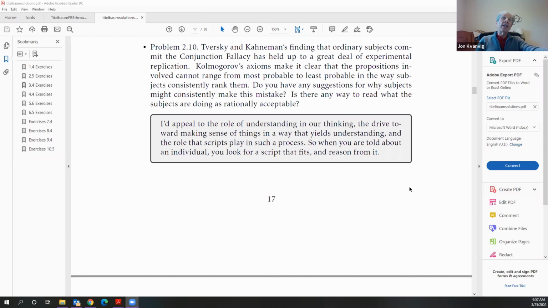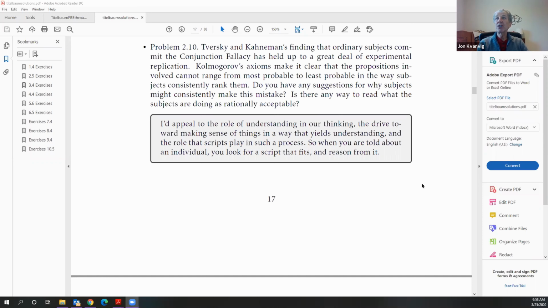Now, the conjunction fallacy is where in certain cases people hear a brief description of a person that involves a certain conjunction, and they assign a higher probability to the conjunction than they do to one of the two conjuncts. That's described in the Titelbaum chapter, so read that if you haven't yet. Now, Kolmogorov's axioms make it clear that the propositions involved can't range from most probable to least probable in a way subjects consistently rank them.